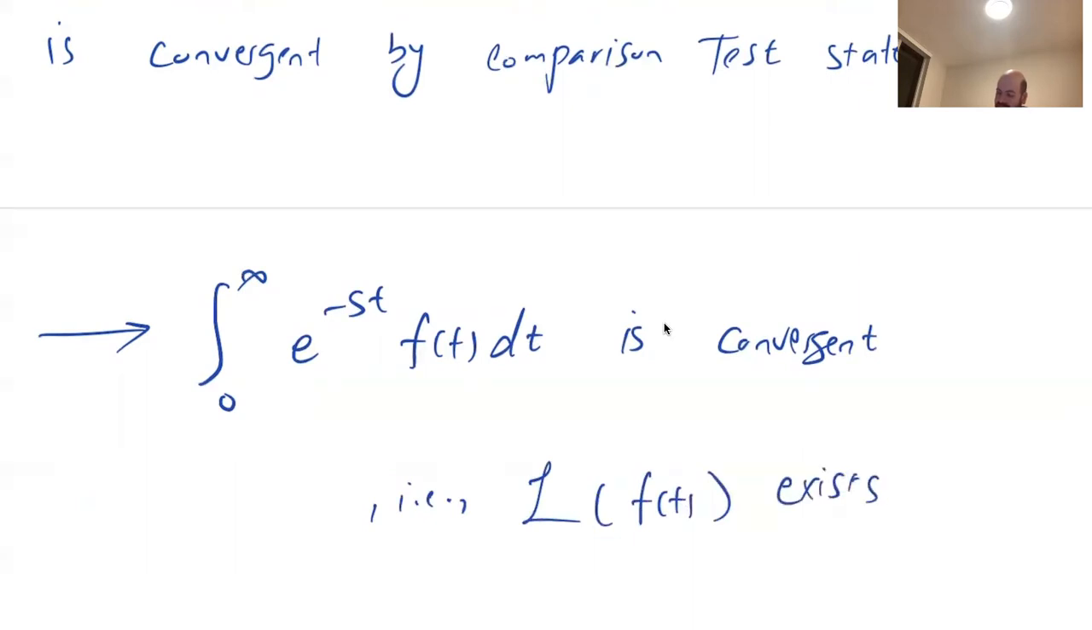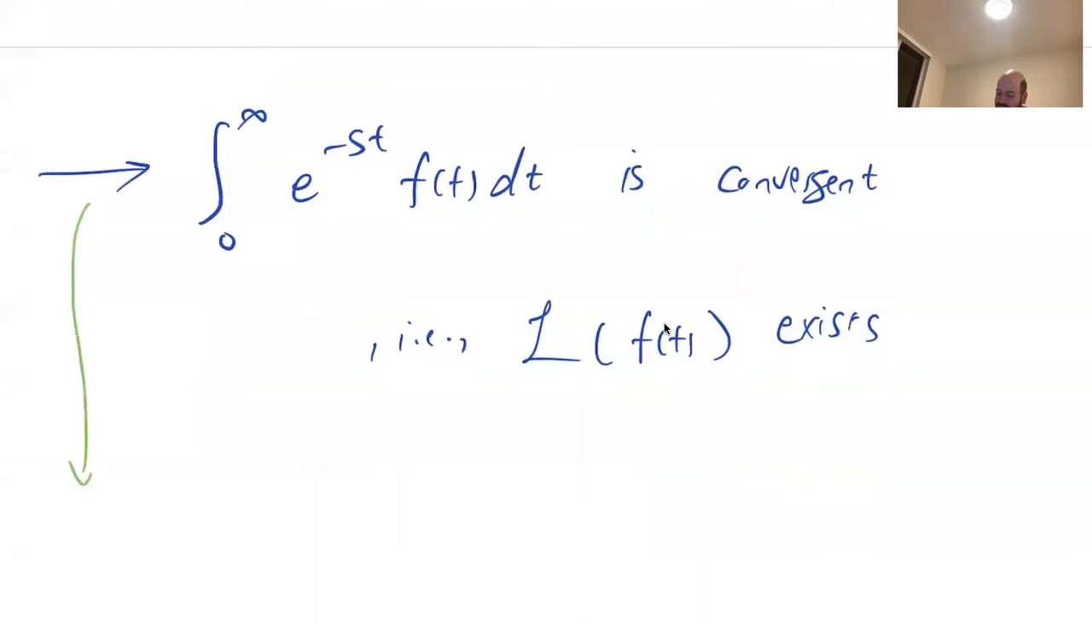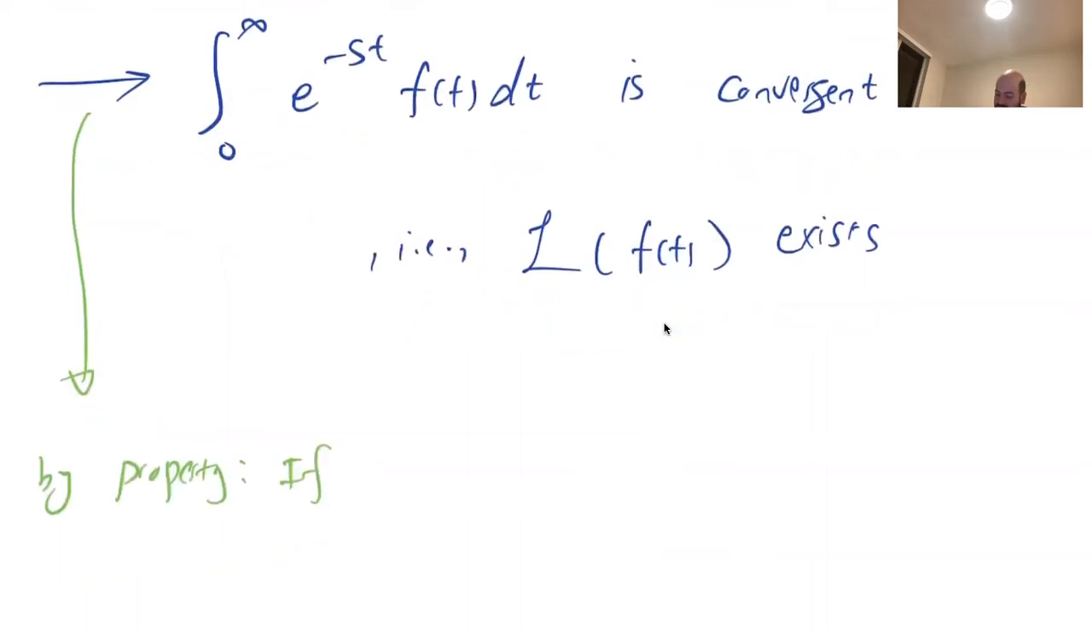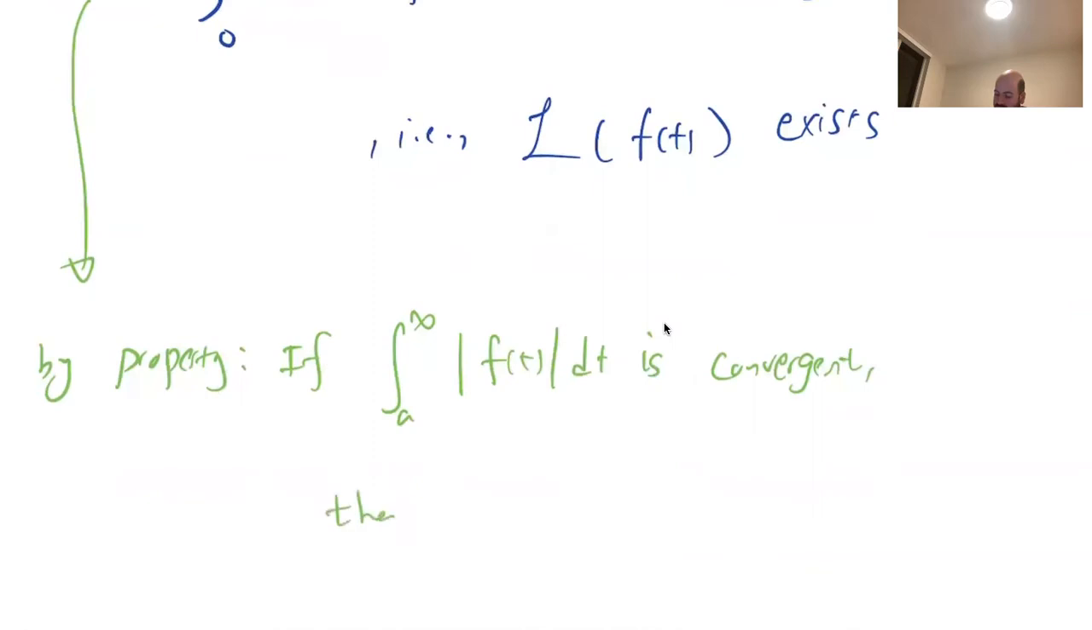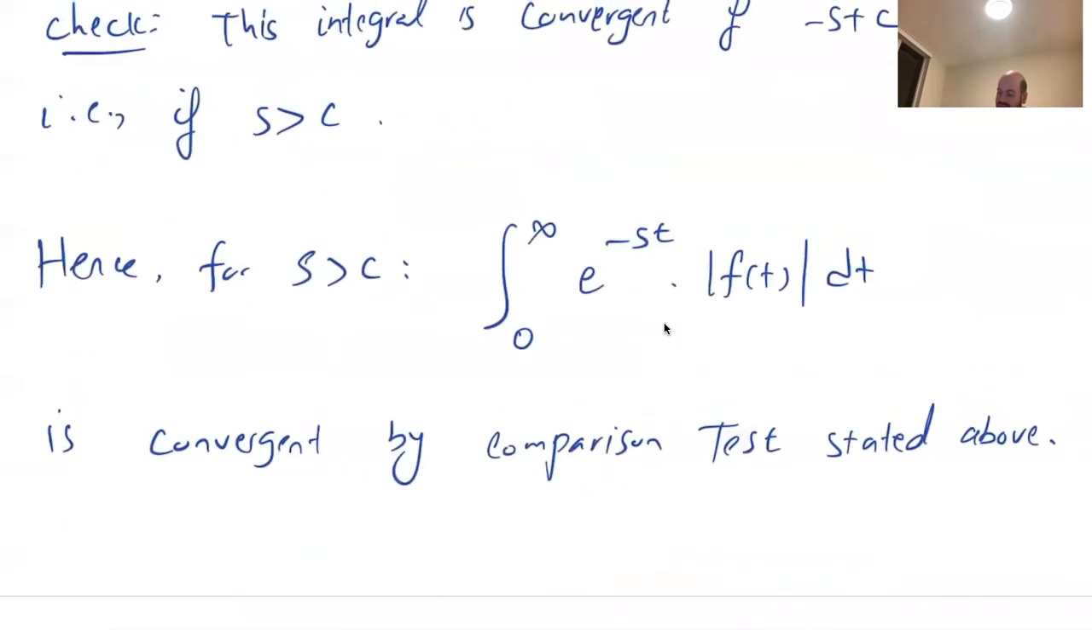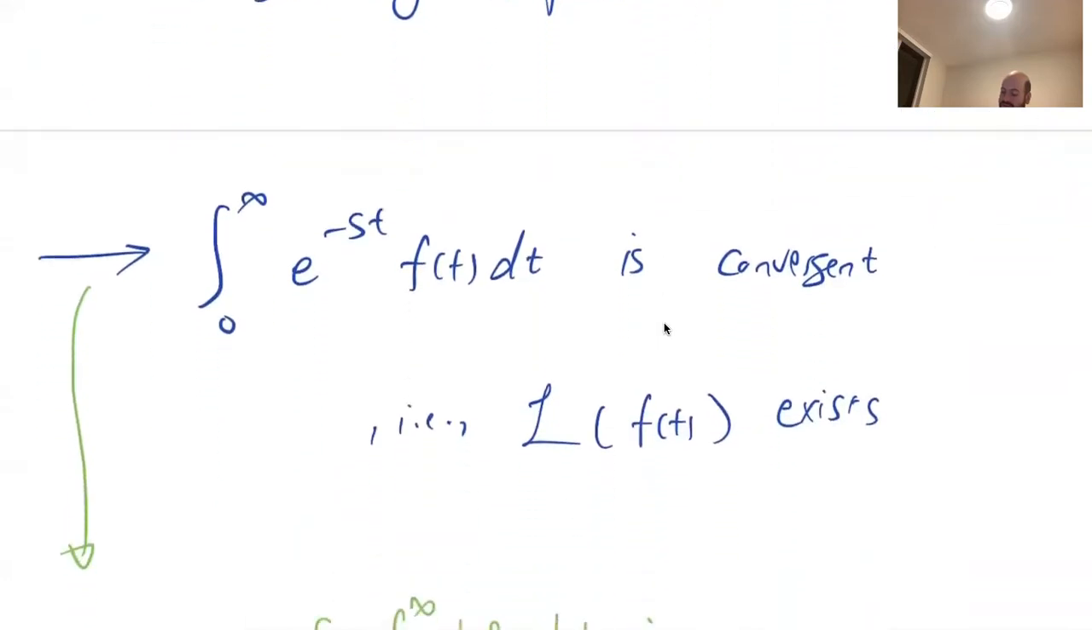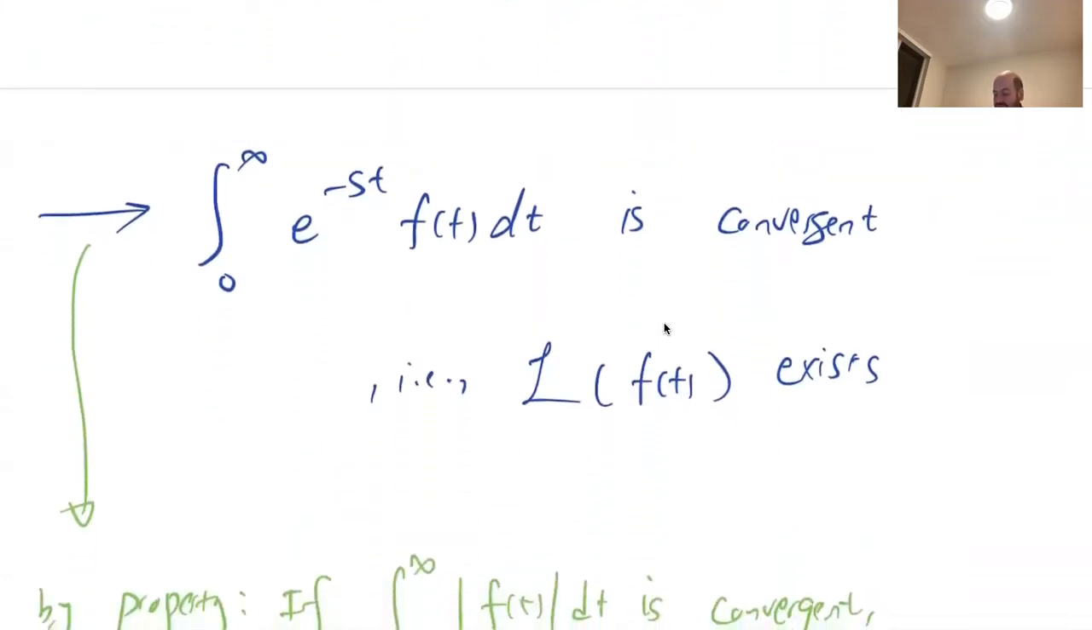So this last one was by a property that says if the integral from a to infinity of the absolute value of a function is convergent, then the integral of the function is convergent. Which is the situation we have here. We showed that the integral of the absolute value of the function is convergent. So the integral of the function must be convergent too.